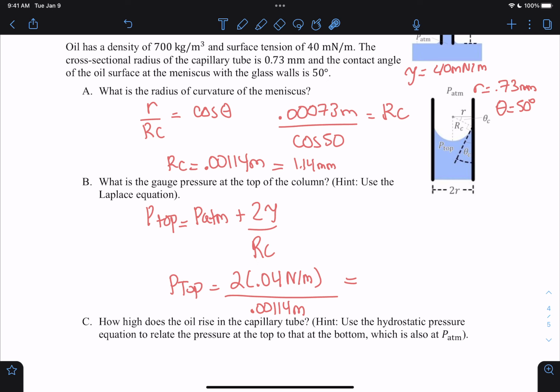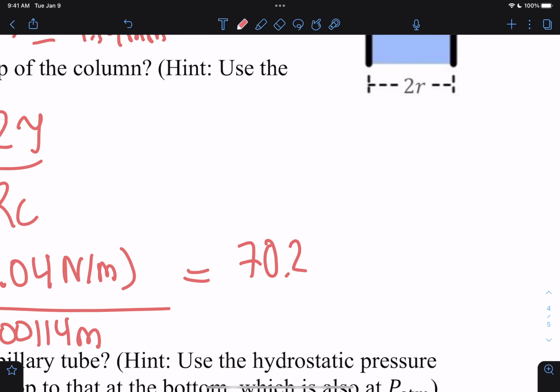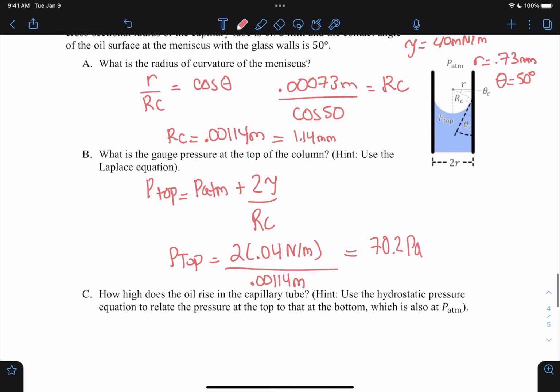But I mean, as long as we have the value itself, I'm pretty sure it's 70. I don't see any problem with that. So yeah, let's just stick with 70.2. I think that's what we got. 70.2 pascals as our p-top for now. And I'll look into this a little bit more, and I'll let you guys know if I have any updates with this.